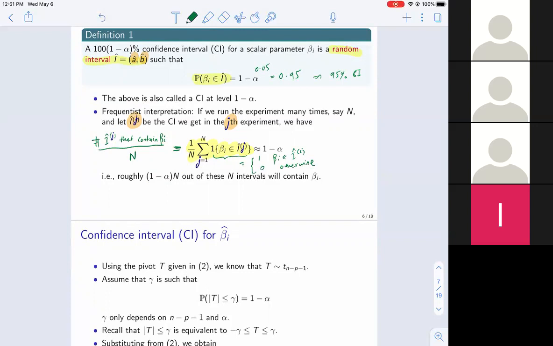Then you can say that this many out of n would contain the truth. Or you can say the probability that the true value lies in this random interval is 1 minus alpha. That's the easiest way of saying it, within the framework of probability. But yes, you can say that the true parameter lies in the random interval with probability 1 minus alpha. Then you have a confidence interval of level 1 minus alpha. Thank you. No problem. Other questions?